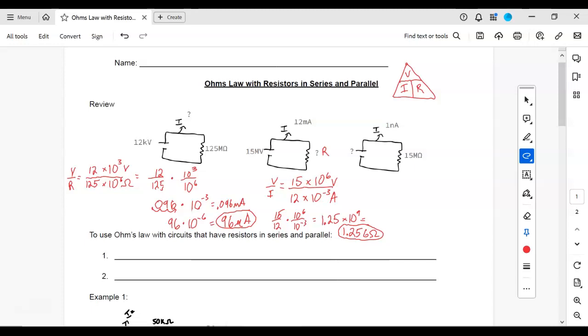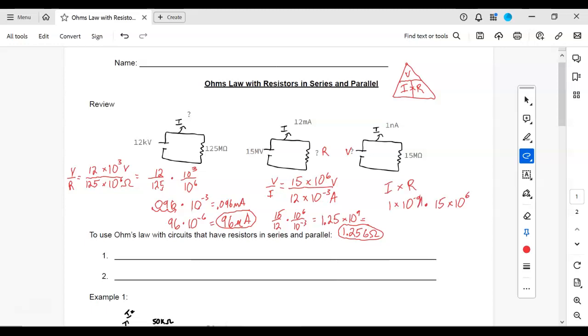All right, and then our last problem here, we're trying to find the battery, which is our voltage. In order to find voltage, this is the one where we do the multiplication, current times resistance. So for this last problem, we've got current times resistance. In this situation, our current is 1 nanoamp, so that's 1 times 10 to the negative 9 amps multiplied by 15 times 10 to the positive 6 ohms.